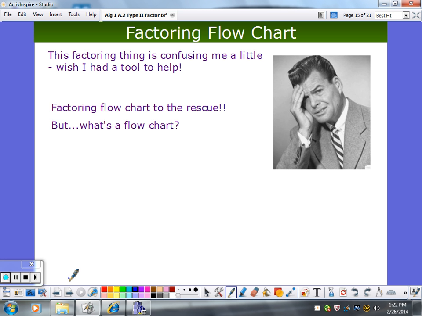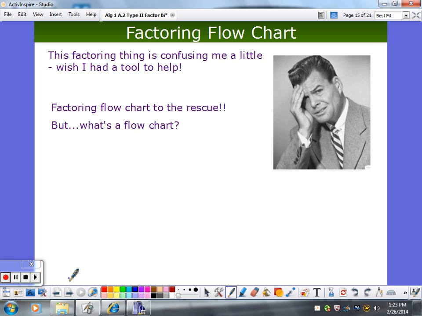Now, anybody have a headache yet? Sometimes I have the greatest common factor, and then this type 2 business, what's that again? And now I've got type 3 business, and it's like, I wish there was some way to help me organize my thinking. But there is. It's called a flow chart. I have a little flow chart to give you, which helps you factor, helps you ask the questions.